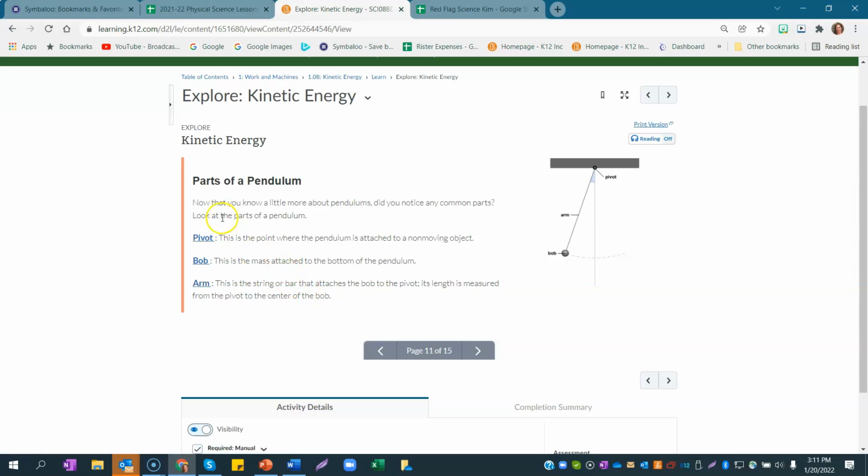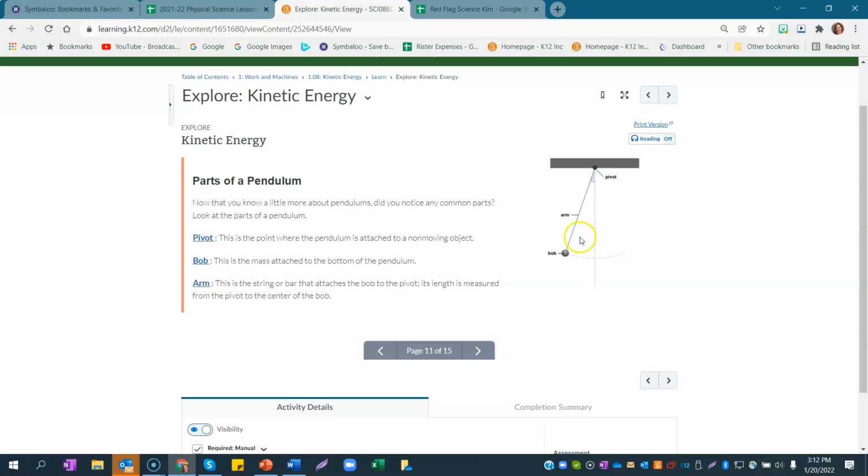Here are the parts of a pendulum. I would draw this in your notes. So the pivot is the point where the pendulum is attached to a non-moving object. That's at the top. The bob is the mass that's attached at the bottom. And then the arm is like the string or the bar that attaches the bob to the pivot. And that's the length it's measured, right? So it's measured from the pivot to the center of the bob.